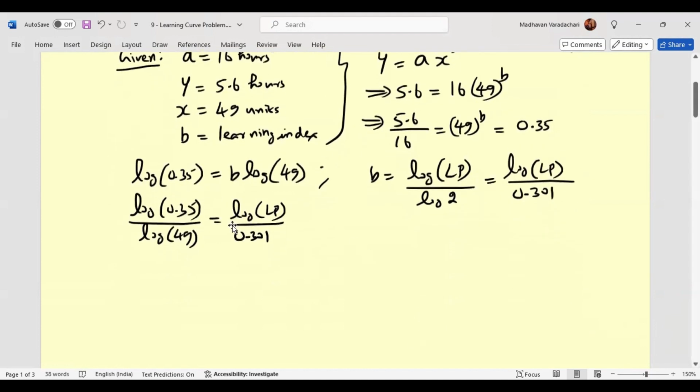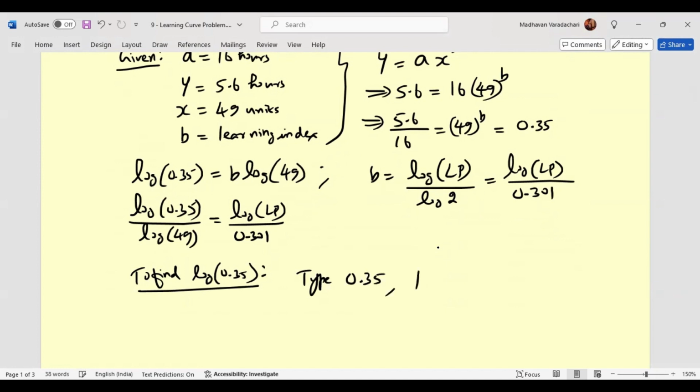Now we need to find two logarithms. One is logarithm of 0.35, one is logarithm of 49. First, to find logarithm of 0.35 using a regular calculator, we first type in 0.35. Then press the square root symbol 12 times. When we do that, we get a result.